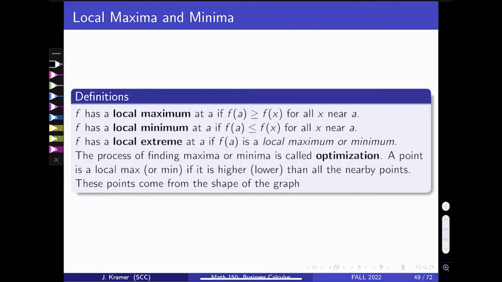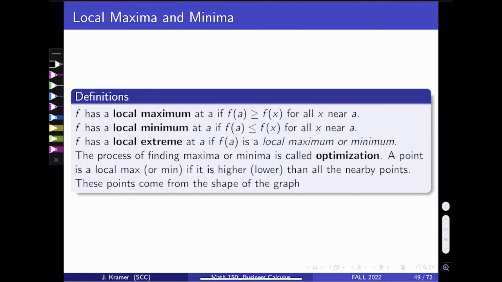Let's start with the definitions of our local extrema. f has a local maximum at a point a if f of a is greater than or equal to f of x for all x near a. Similarly, f will have a local minimum at a if f of a is less than f of x for all x near a. f has a local extreme at a if f of a is a local maximum or minimum. The process of finding the maxima or minima is called optimization.